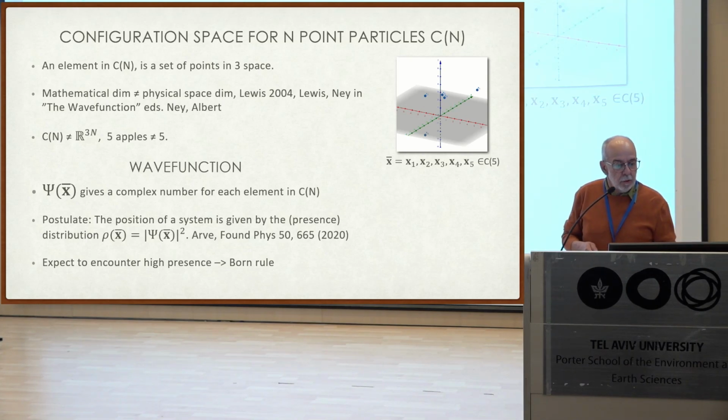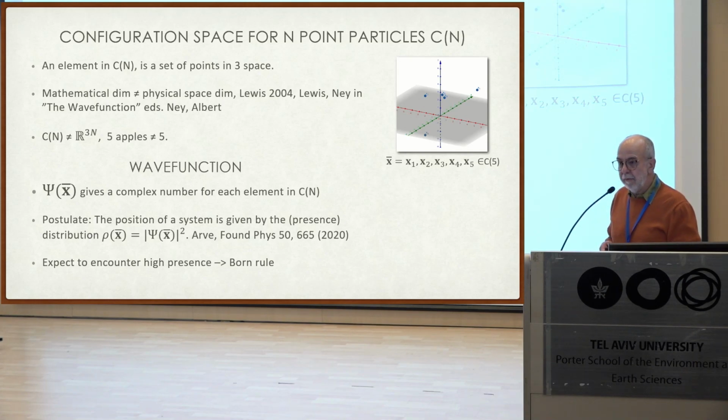If you expect to encounter something, the reasonable thing is that you will expect to encounter situations where you find things with high presence. Presence is the word here for the local value of this distribution, rho of x. And if you take that as a given, then you have a Born rule, as I've given in my paper.